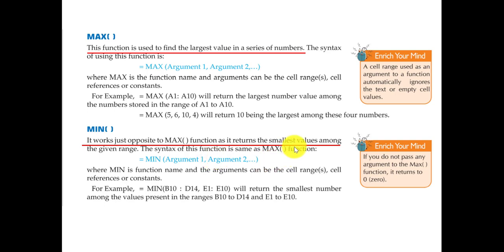Minimum is the opposite of the maximum function. It returns the smallest value among the given range. This is the syntax: equals to MIN(D10,D14), which will return the smallest number among the values present in the range of numbers.